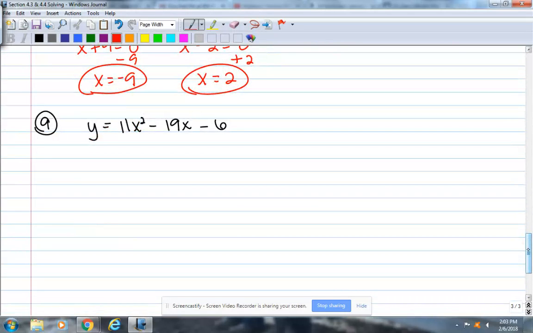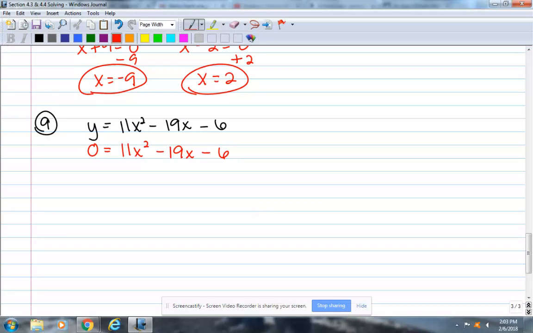How many terms? 3, but it's the long way. You're right. Okay. But first we got to set it equal to 0 instead, right? And how do we know it's a long way? It's got a number besides 1 in front of the x squared, as the coefficient. It's called the leading coefficient if it's in front.